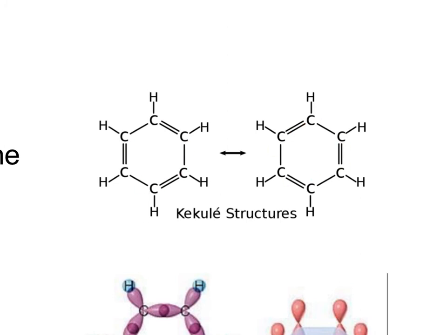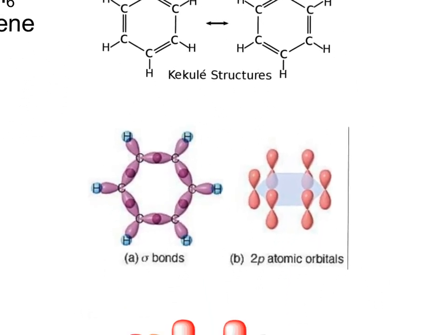And then he realized that the only way you could explain all the information on benzene was that it was a ring structure with alternating single and double bonds. So that was kind of the beginning of the story of benzene.